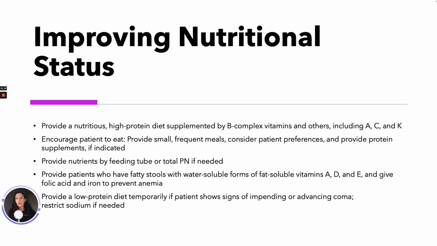We also want to look at improving nutritional status, so we will provide a nutritious, high-protein diet supplemented by B-complex vitamins and other vitamins including A, C, and K. We'll encourage patients to eat, provide small, frequent meals, consider patient preferences, and provide protein supplements if indicated. We will provide nutrients by feeding tube or total PN if needed.